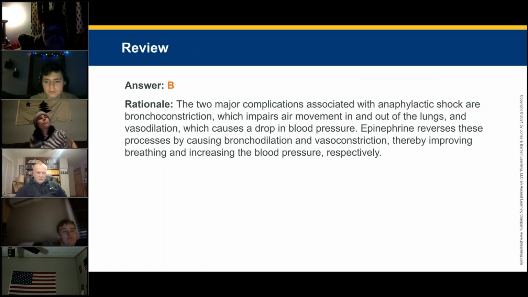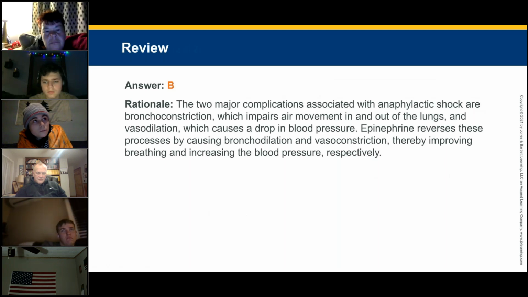All right, we were a little skewed on this one. The two major complications associated with an anaphylactic shock are bronchoconstriction, which impairs air movement in and out of the lungs, and vasodilation, which causes a drop in blood pressure. Epinephrine reverses these processes by causing bronchodilation and vasoconstriction, thereby improving breathing and increasing the blood pressure, respectively. The answer was B.